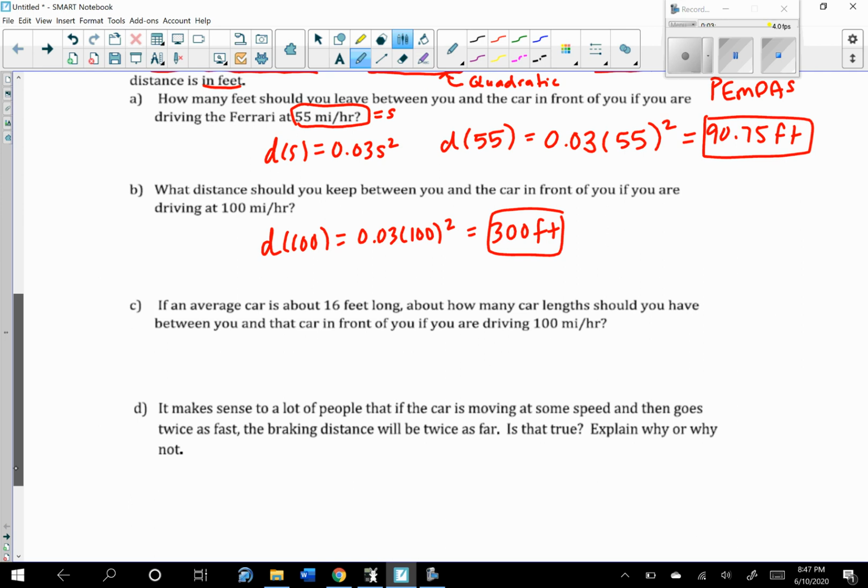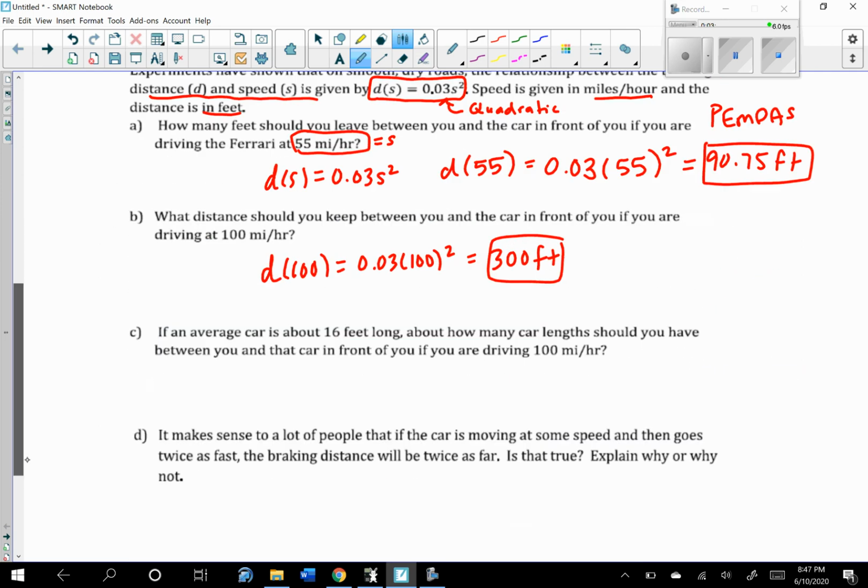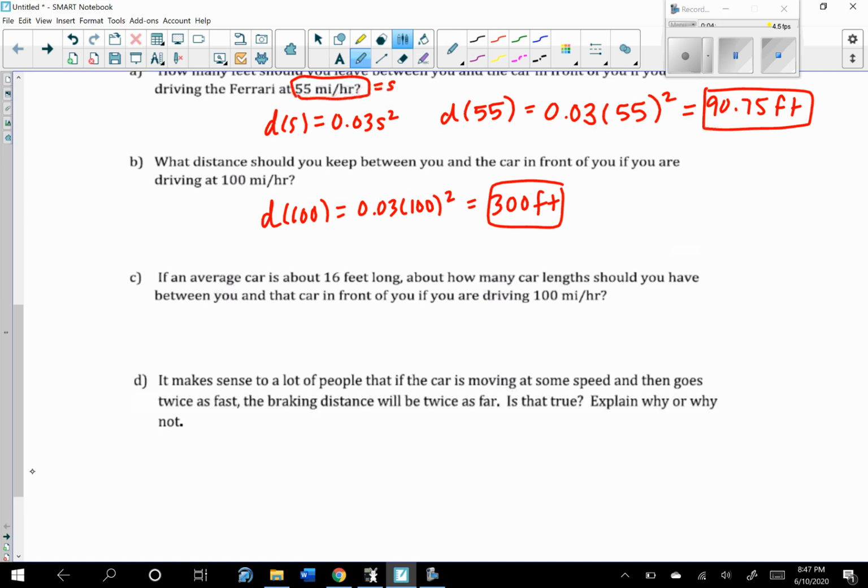So for C, it says if an average car is about 16 feet long, about how many car lengths should you have between you and the car in front of you if you're driving 100 miles per hour? So for this one, you can go ahead and use your previous answers to help you figure out what you need to do here. So we said if you're driving 100 miles per hour, recall that that was a distance of 300 feet.